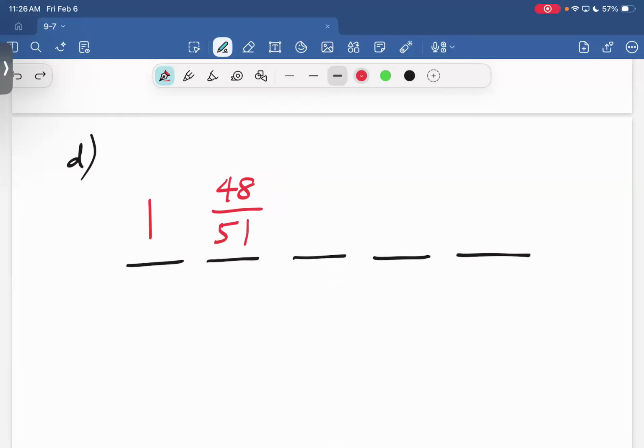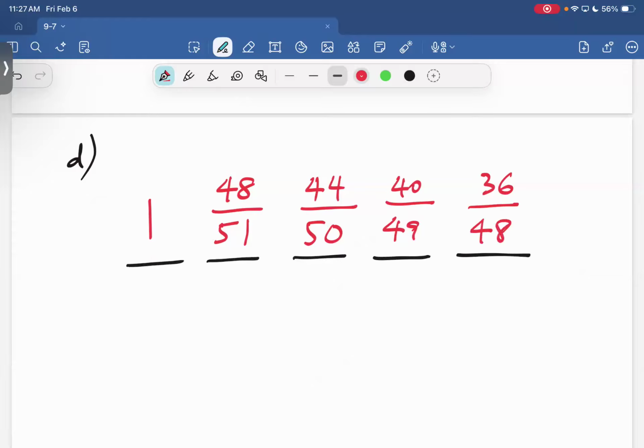Okay, what's the next probability? Good. 44 over 50, because now I want to make sure I'm not repeating the second card as well. So there are 11 ranks remaining and 4 of each rank. And 40 over 49 and 36 over 48. And that would be the answer.